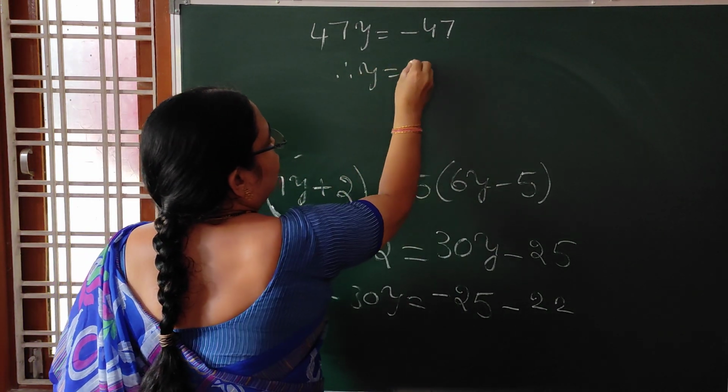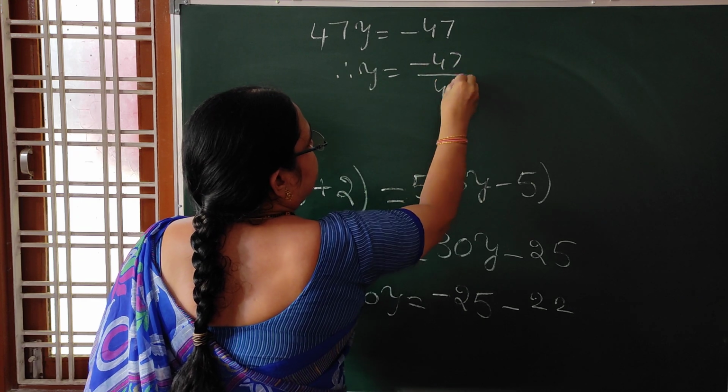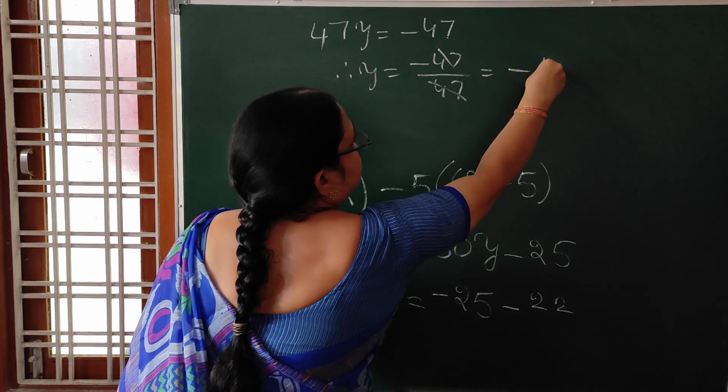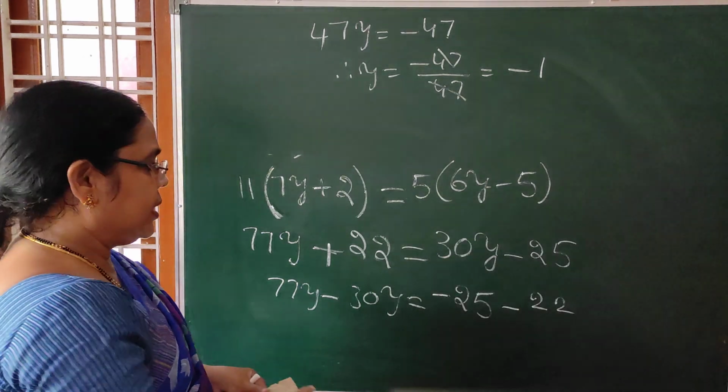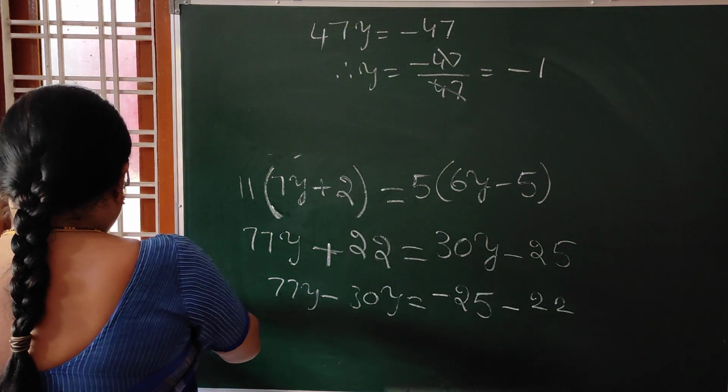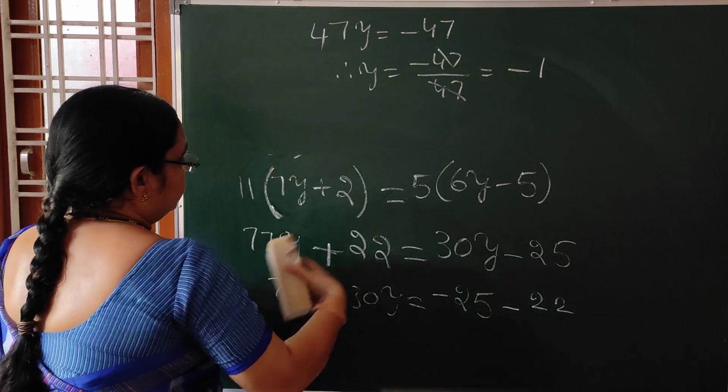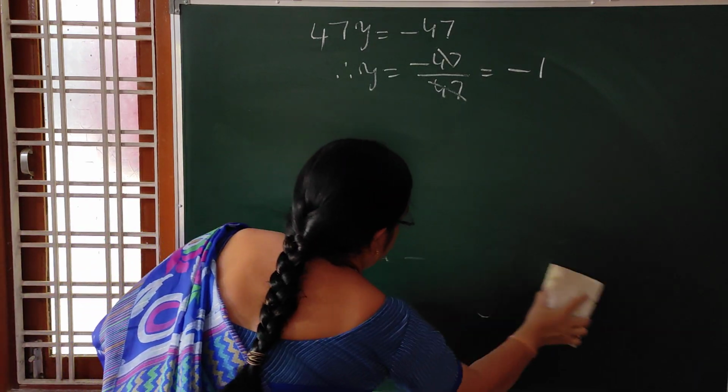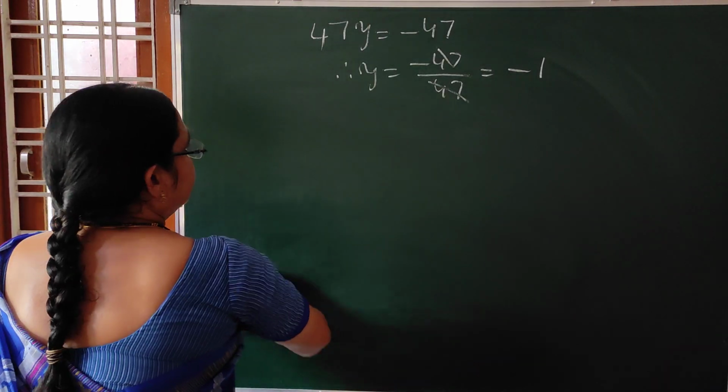Therefore, y is equal to how much? Minus 47 by 47. That is equal to minus 1. So, y is equal to minus 1. Now, we will go to verification. You are asked to solve and check.